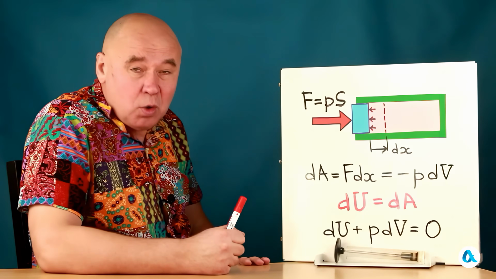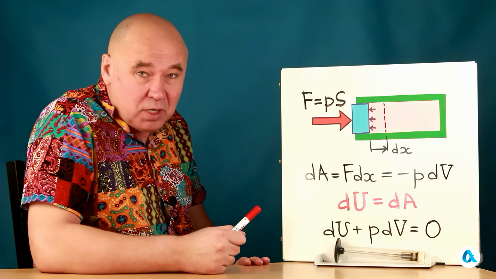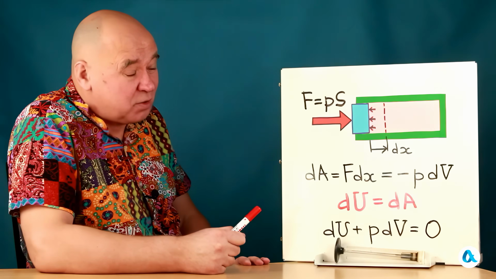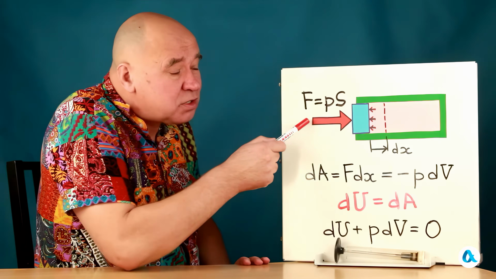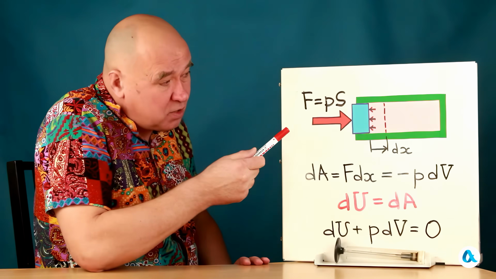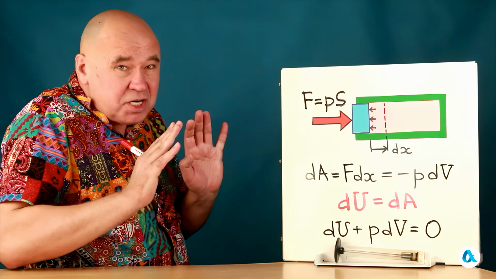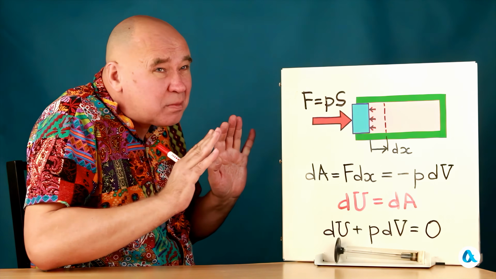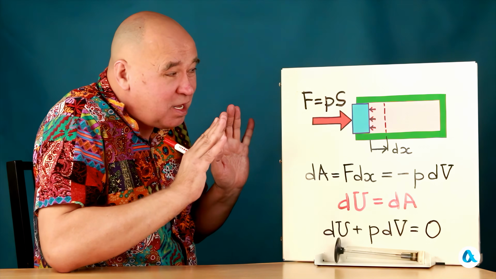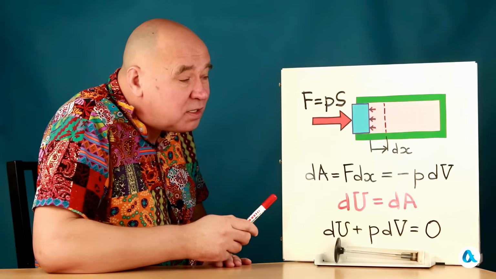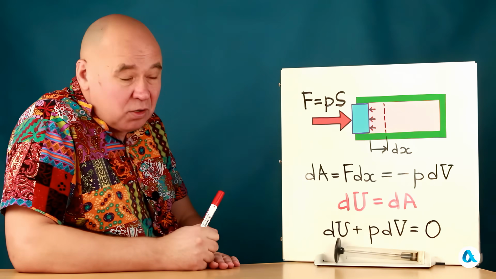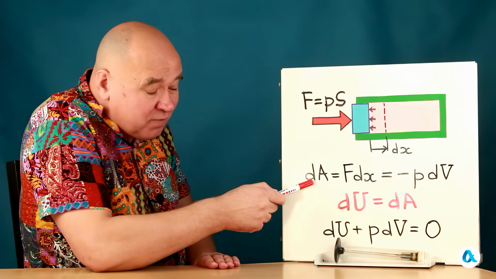And of course, all of this could have been explained without drawing molecules, using macroscopic language. Here is our piston. We hold it in place with a force equal to the pressure of the gas times the area of the piston, P times S. Then we slightly increase this force. Well, practically it remains almost the same. And we slowly move the piston inward by a distance dx, doing work dA equal to F times dx.